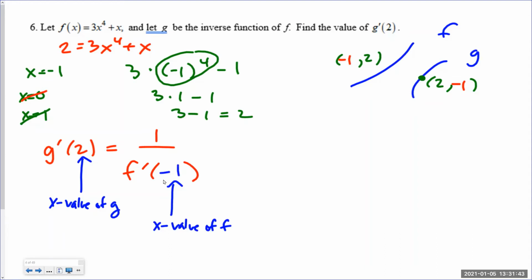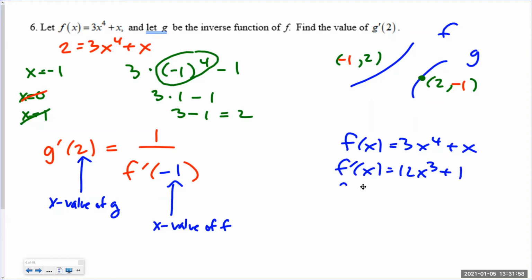Now, what in the world is f prime? Can I find it? If I know f, can I find f prime? Yes, so f prime is equal to 12x cubed plus 1. F prime of -1 is equal to 12 times -1 cubed plus 1. Okay, you guys tell me what this answer is. This is -12 plus 1, which is -11.